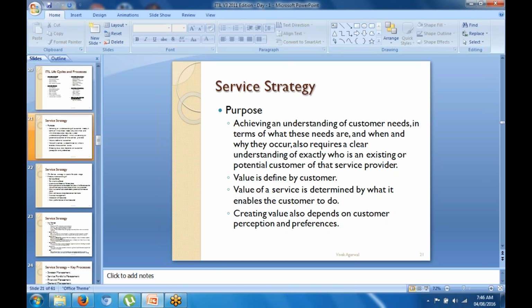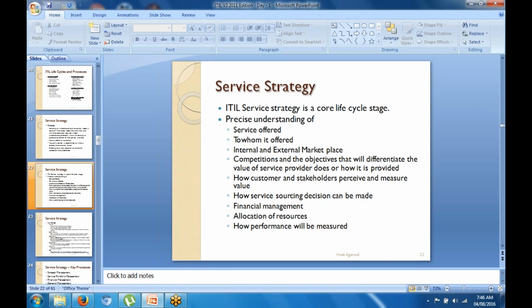The value is defined by the customer. Value of a service is determined by what it enables the customer to do. Creating value also depends on customer perception and preferences. ITIL service strategy is a core life cycle stage because we are defining the strategy. A precise understanding of the service offered, and to whom it is going to be offered.